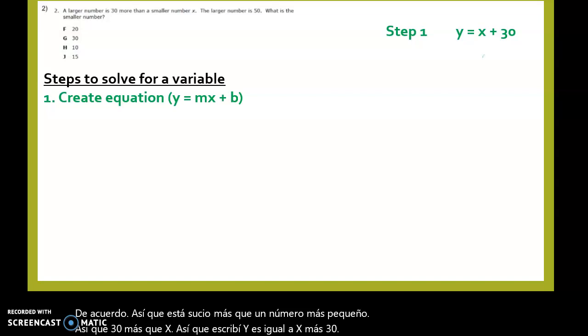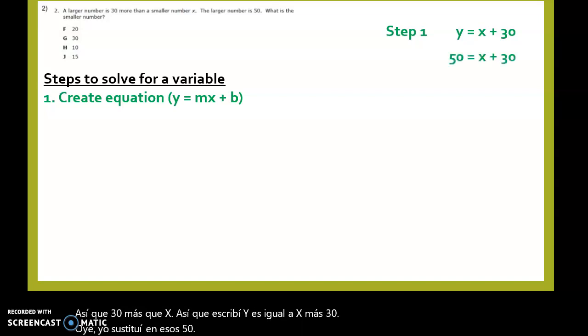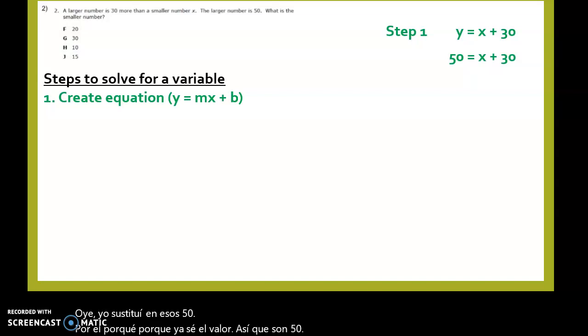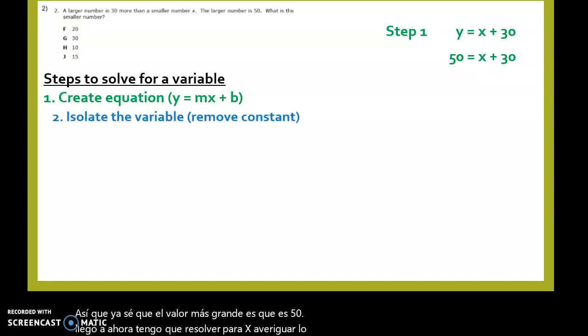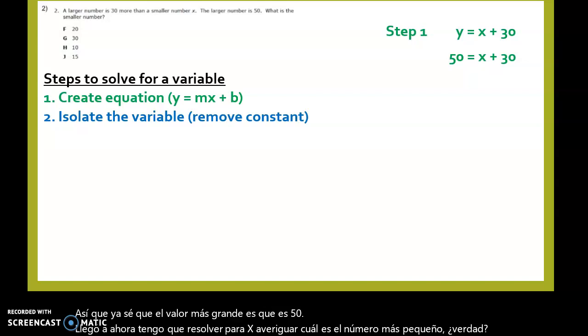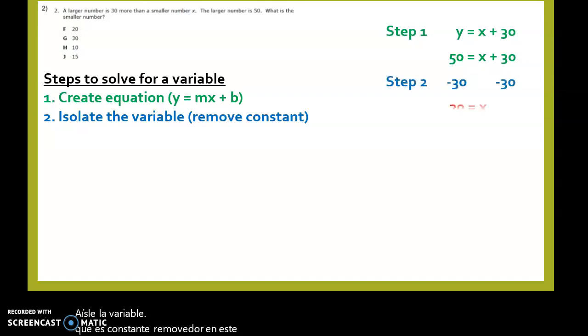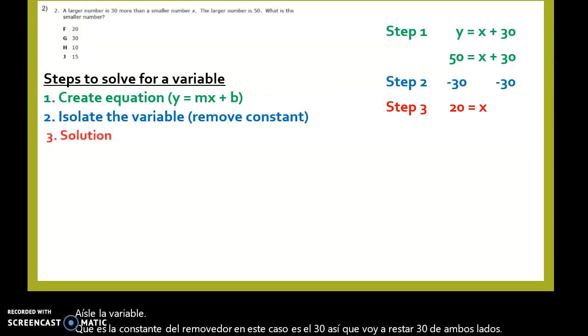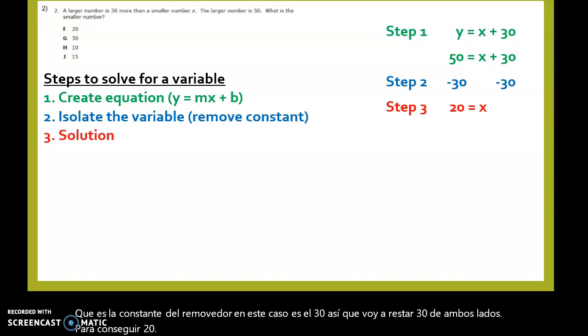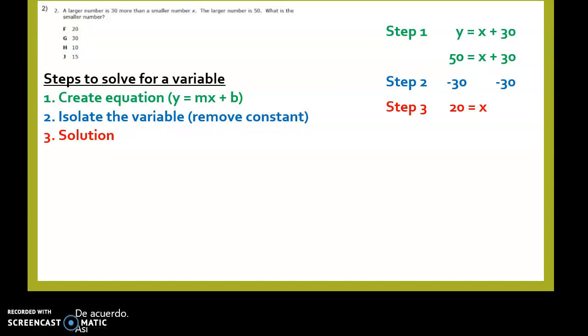Okay, I substituted in that 50 for the y because I already know the value. So it's 50 is equal to x plus 30. So I already know what that larger value is. It's 50. Okay, so now I have to solve for x. Figure out what is the smaller number, right? So isolate your variable, which is remove your constant. In this case it is the 30, so I will subtract 30 from both sides to get 20. Okay, so we have our answer is 20.